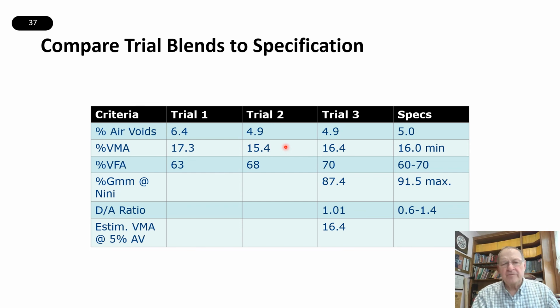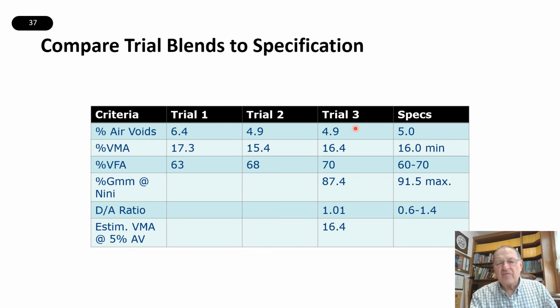Trial number 2, 15.4% VMA. It's too low. So this blend of aggregates is not going to work for us, so we discard trial 2. Trial 3, 16.4. Okay, so that's just a little bit above. I said 0.5%. Well, it's 0.4%, so it looks pretty good.